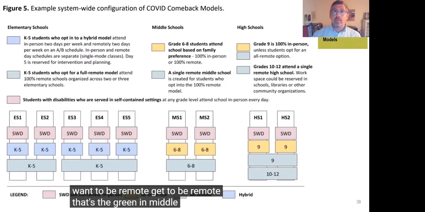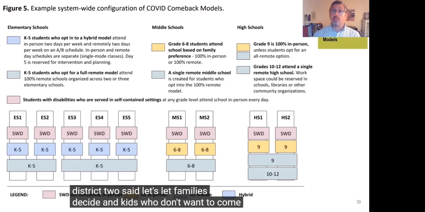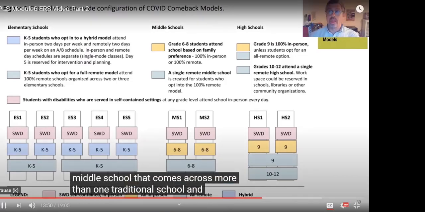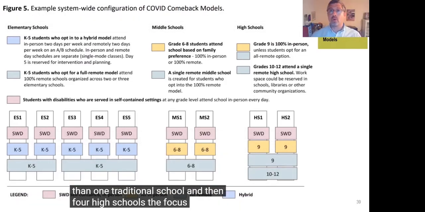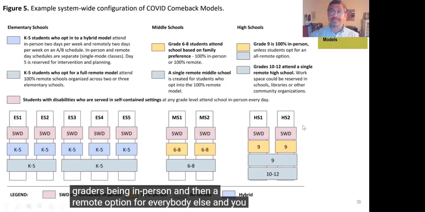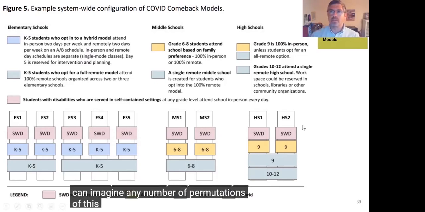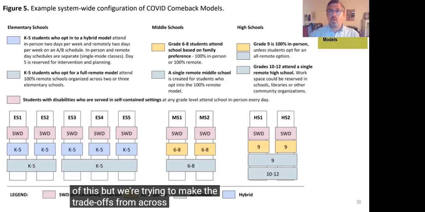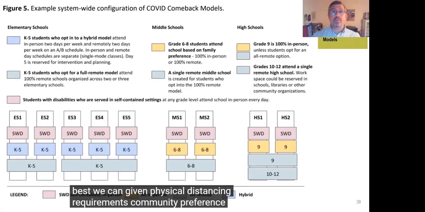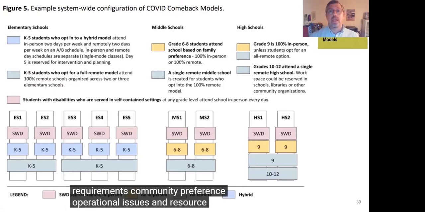That's the green. In middle school, the district has said, let's let families decide. And kids who don't want to come to school will set up a single remote middle school that cuts across more than 1 traditional school. And then for high schools, the focus is on 9th graders being in person, and then a remote option for everybody else. And you can imagine any number of permutations of this, but we're trying to make the trade-offs across the system to ensure that we can support students as best we can, given physical distancing requirements, community preference, operational issues, and resource constraints.